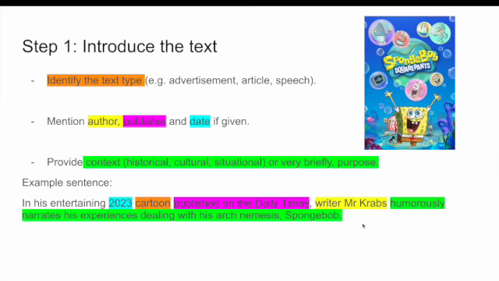In his entertaining 2023 cartoon published on the Daily Times, writer Mr. Krabs humorously narrates his experiences dealing with his arch nemesis, SpongeBob. So, of course, all of this is made up, it's entirely fictional, but let's just look at the sentence itself, ignoring the context. So, in his entertaining 2023, we've given the date of publication right here as 2023. Cartoon, so this word right here, identifies the text type, and published on the Daily Times. I don't really know what the Daily Times is, I just made that up. But let's just take a look.